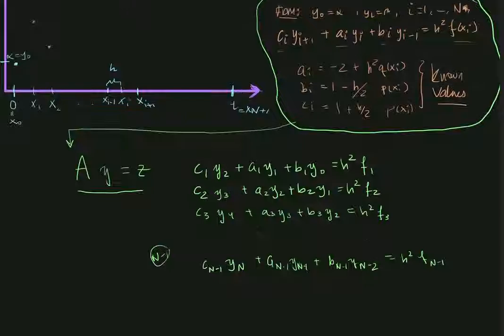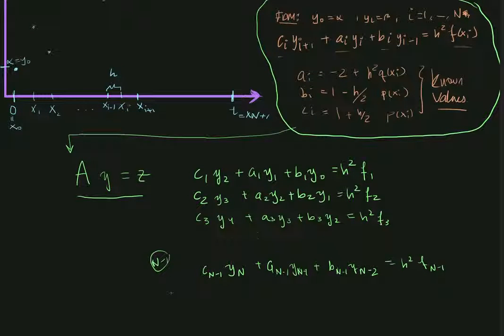And then for the last line, for i equal to n, the equation given is Cn multiplied by Y n plus 1 plus A n multiplied by Y n plus B n multiplied by Y n minus 1 equals h squared multiplied by F n.